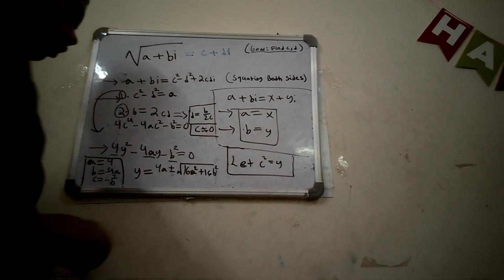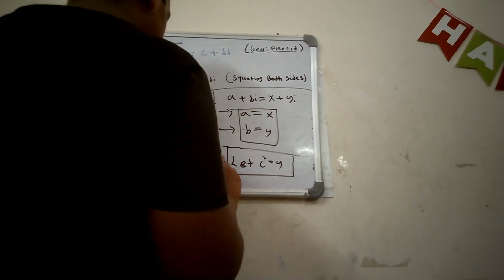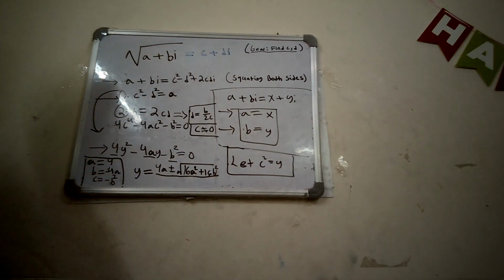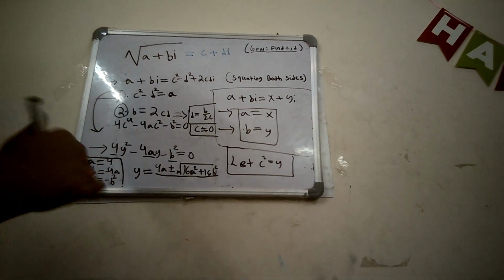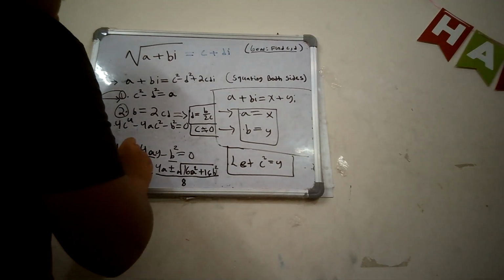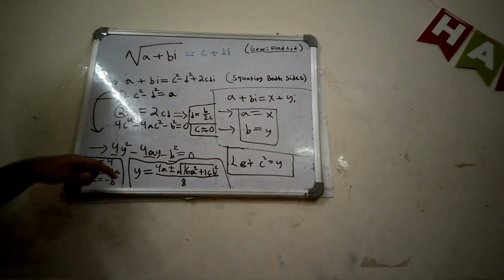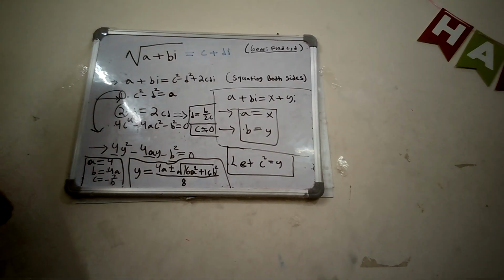Okay? Good? Now, 2a. 2a is just 8. Great. We got our solutions. This is our solution. Okay?